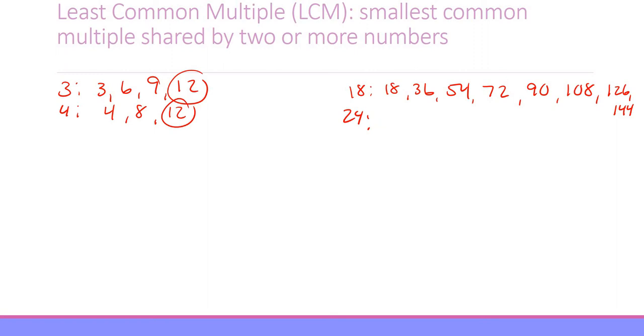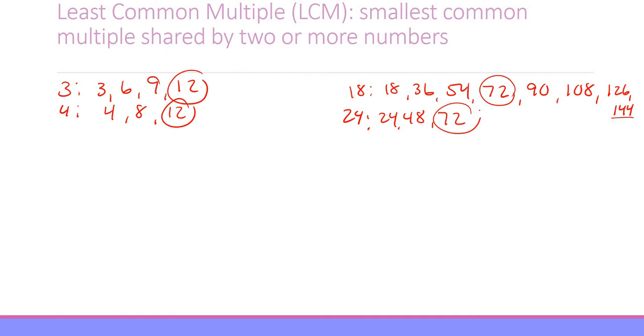Multiples of 24 are 24, 48, 72. Ooh, there is my least common multiple. So 72 is divisible by 18, and 72, did I have that right? 72 is divisible by 24. Yeah. So the least common multiple is 72. I thought I had to go all the way to 144. That's the next common multiple.